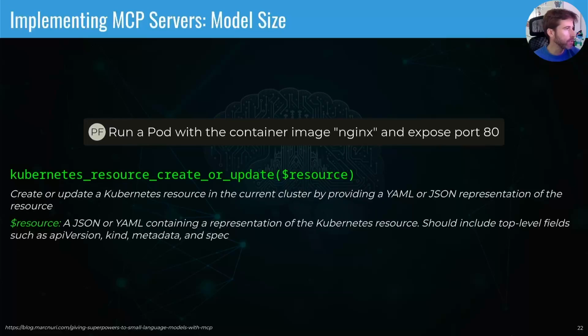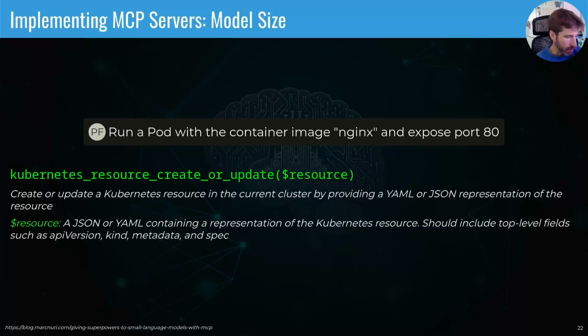And the tool description would be: create or update a Kubernetes resource in the current cluster by providing a YAML or JSON representation of the resource. Resource, a JSON or YAML containing a representation of the Kubernetes resource, should include top level fields such as apiVersion, kind, metadata, and spec. So yeah, I'm familiar with Kubernetes.